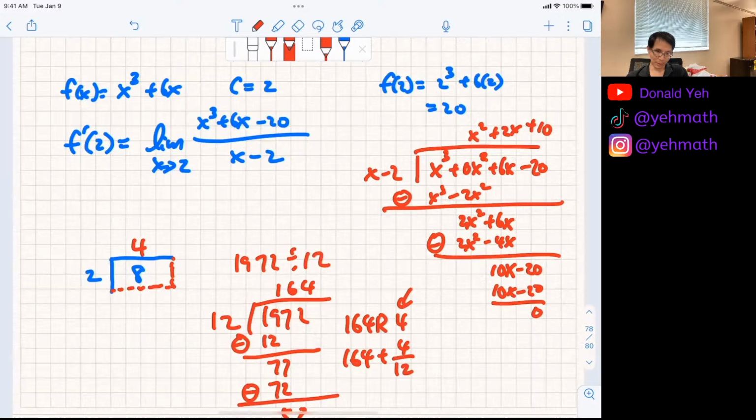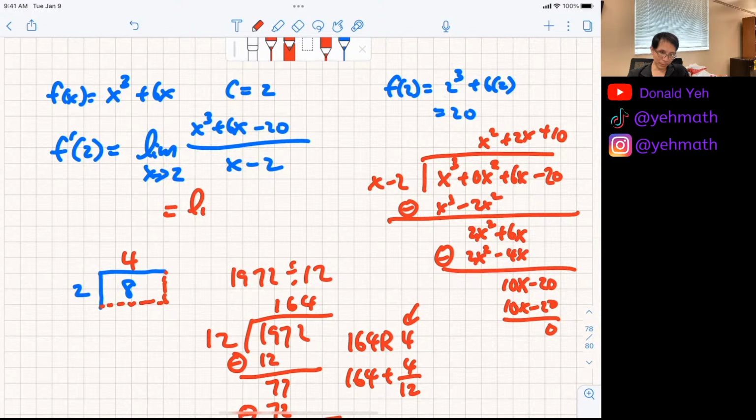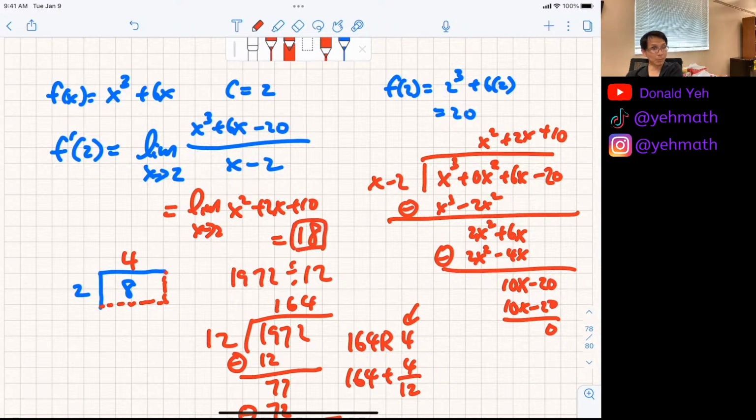That's equal to 0. So that's equal to the limit as x approaches 2 of x squared plus 2x plus 10. That's equal to 18. And the answer is 18 in this particular case. It turns out with 0 over 0, there's one more thing you have to learn: you might be able to do long division if something is of that sort.